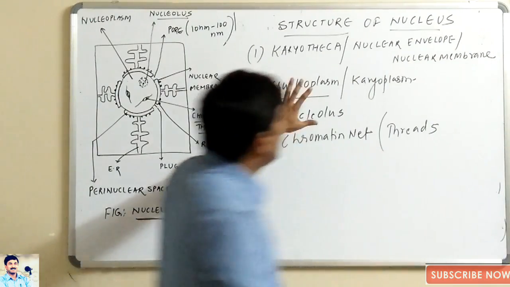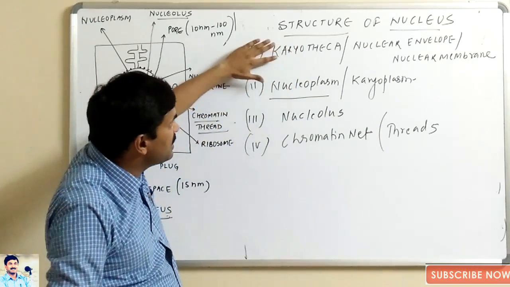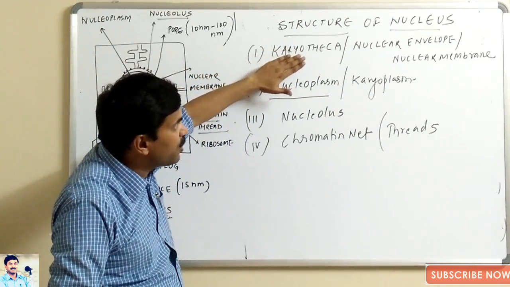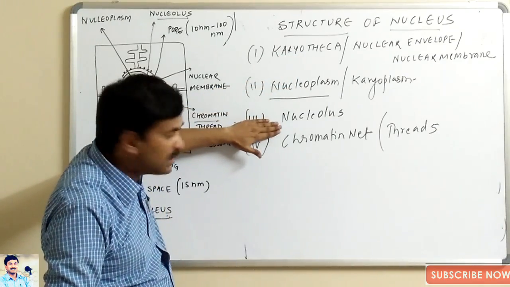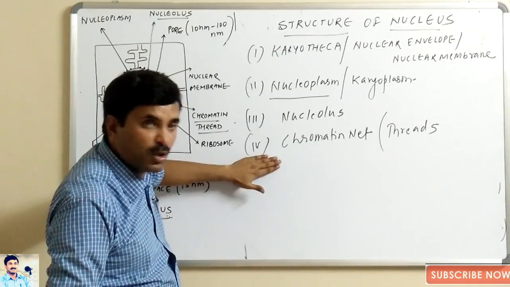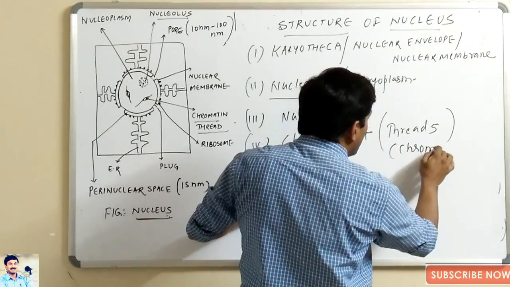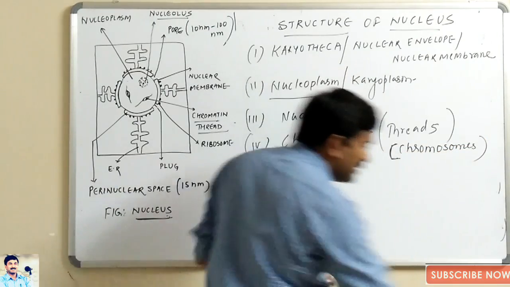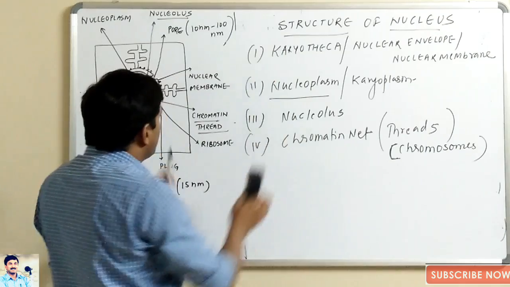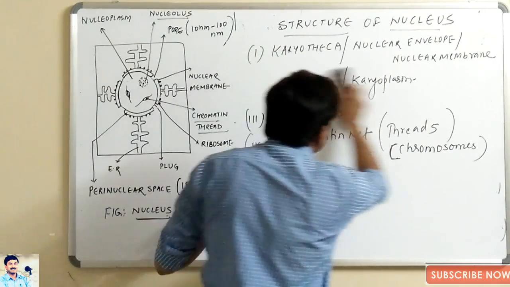So there are how many components of the nucleus? There are 4 components of the nucleus: karyotheca, or nuclear envelope, or the nuclear membrane. The second is the nucleoplasm. The third one is the nucleolus, and the fourth one is the chromatin net, which will form the chromosomes at the time of what? The cell division.